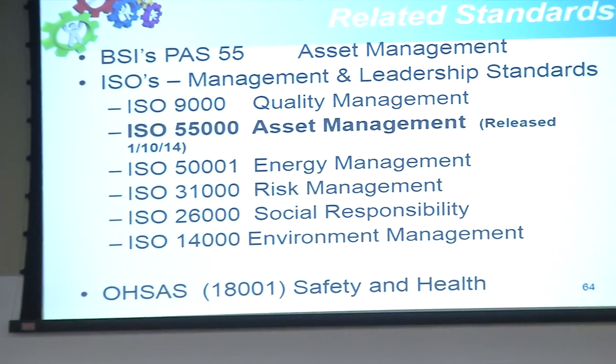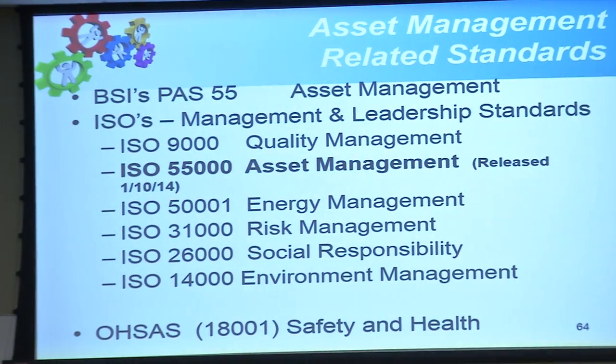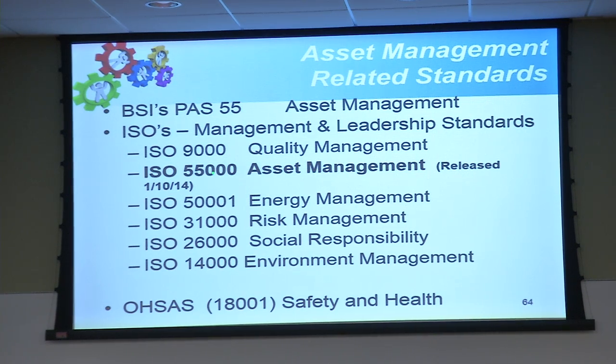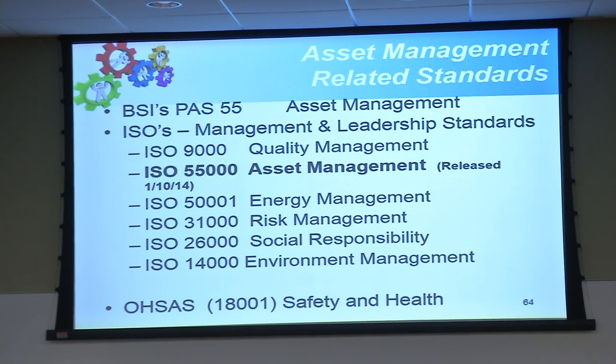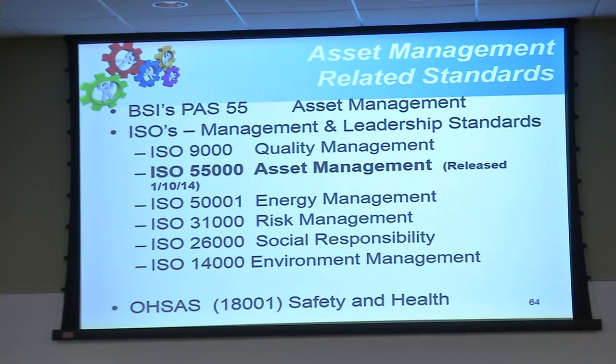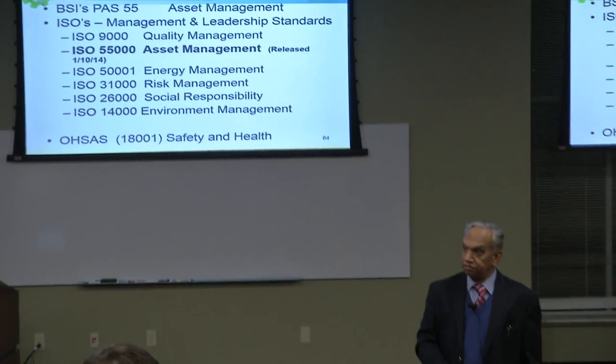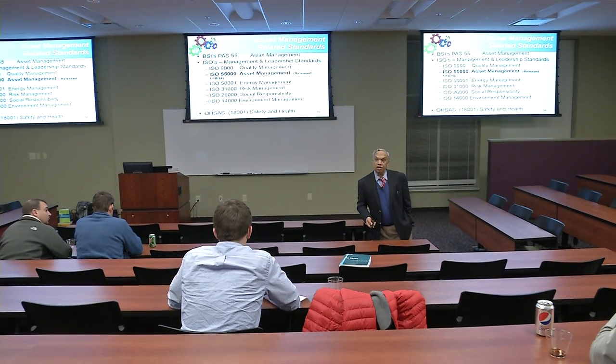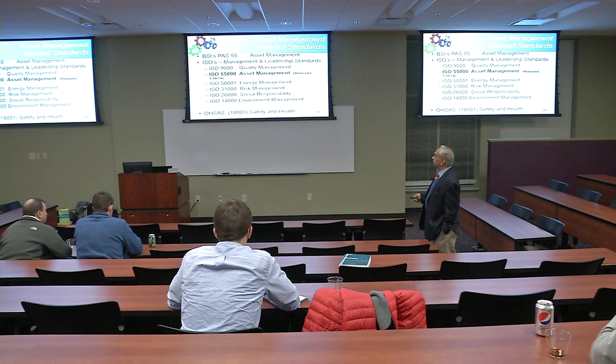So these are some standards referenced in 55000 which are really important, which we all need to know as asset managers. 9000 is quality management, 55000 asset management, 50001 energy management, 31000 risk management, and 26000 is social responsibility. That's a new one, just came about a year ago. As an organization, we live in our community and society, and we have certain obligations to the community where we live. Those are social responsibility. And 14000, a lot of us are familiar with this. And then safety and health. All these are related to the asset.